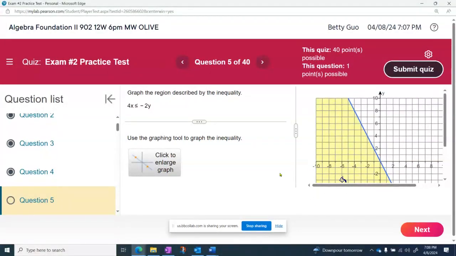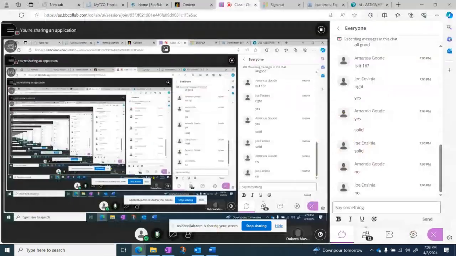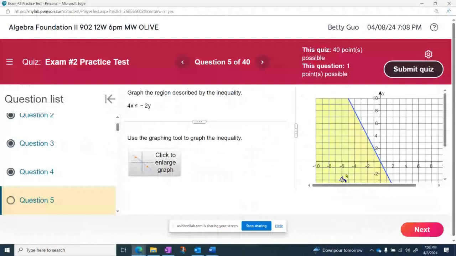Right after we have the boundary line graphed, we're done with the equation. You would have to go back to the inequality. All right, very good. Let's continue.